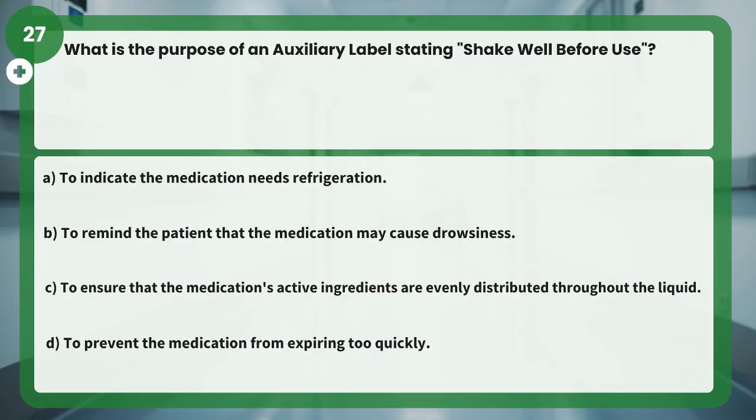Question 27. What is the purpose of an auxiliary label stating "shake well before use"? A. To indicate the medication needs refrigeration. B. To remind the patient that the medication may cause drowsiness. C. To ensure that the medication's active ingredients are evenly distributed throughout the liquid. D. To prevent the medication from expiring too quickly.